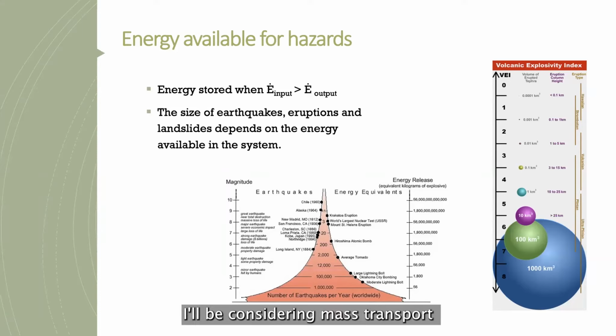I'll be considering mass transport within the orogenic energy budget because surface processes play a role in modulating mountain building. So the size of the earthquake, eruption, or landslide depends on the energy that's available in the system at the time that the event is triggered.